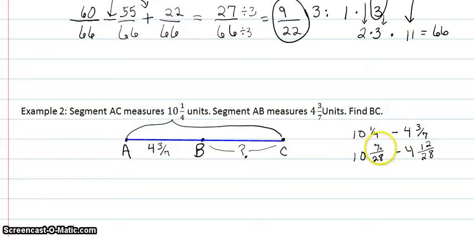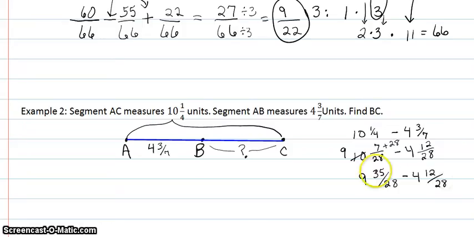Alright, so we want to subtract our fractions first, and if you notice, that would give us a negative number. So I'm going to have to borrow from the 10. So that'll be a 9. And then I would be adding 28 to the 7 because that's what my denominator is. So I'll have 9 and 35 over 28 minus 4 and 12 over 28.